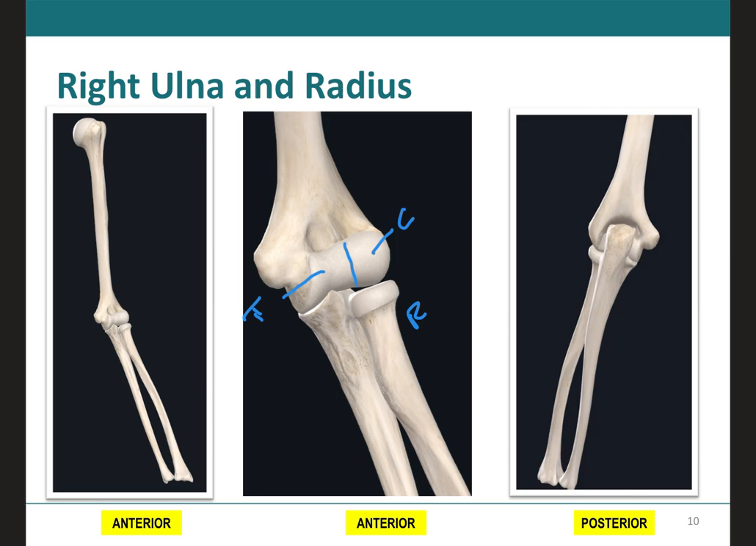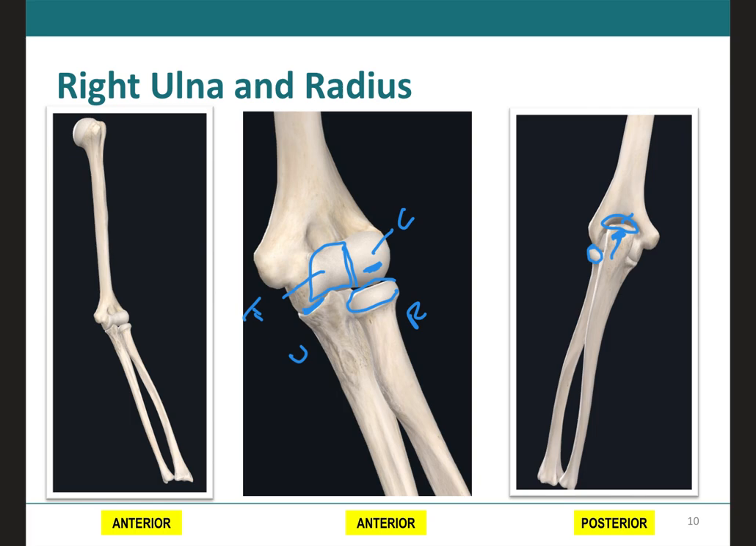This is the radius and this is the ulna. The radial head will articulate with the capitulum and the trochlea will articulate with the trochlear notch, which is the U part of the ulna on the medial side. And on a posterior view, we can clearly see that the only thing that's entering into the olecranon fossa is the olecranon of the ulna, which can also be called the olecranon process. The radius is not going to be articulating with the olecranon fossa.